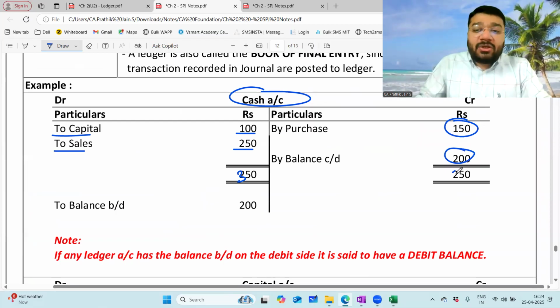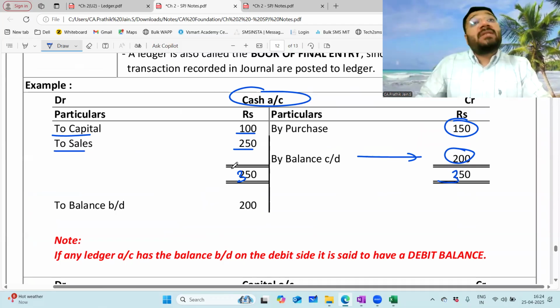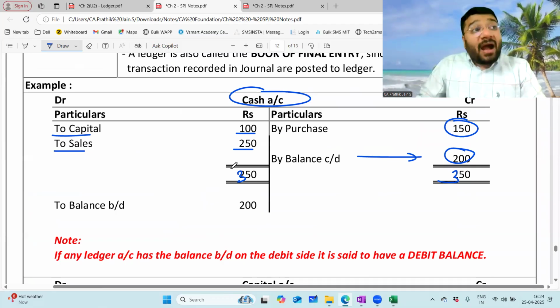200 is the balance. Do you agree with me? So this is called balance carried down. Was this ledger automatically balancing or did you artificially balance it? So we artificially balanced it. So we got balance carried down on the credit side.